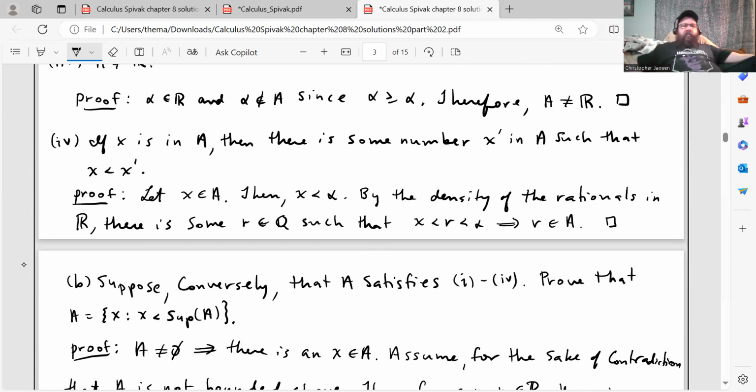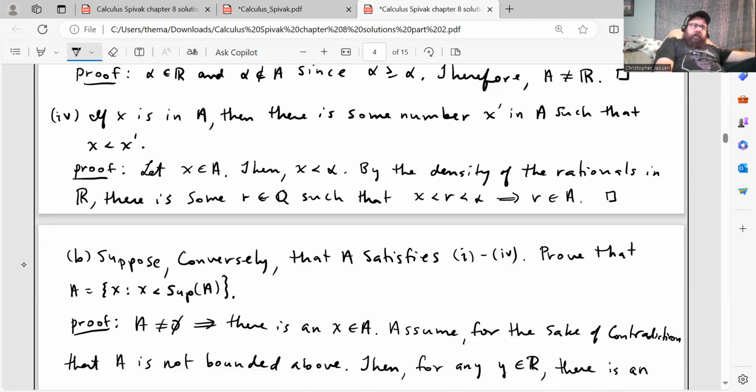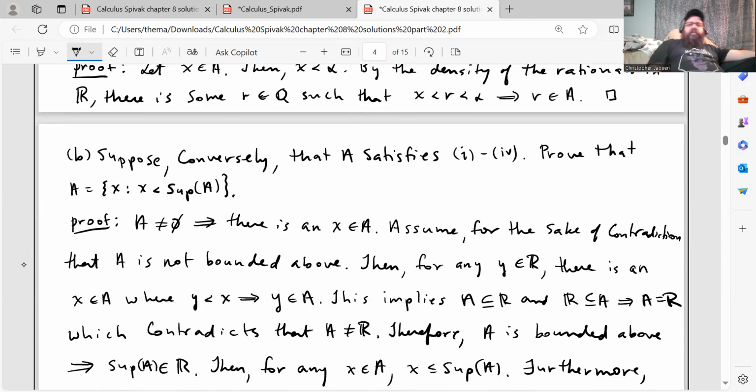Okay, property 4: if x is in the set A, then there's some number x prime in A such that x is less than x prime. So here's my proof. Let x be an element of A, then obviously x is less than alpha. By the density of the rationals in R, there's some rational number r in Q such that x is less than r is less than alpha, and that implies that r is in A. That's it.